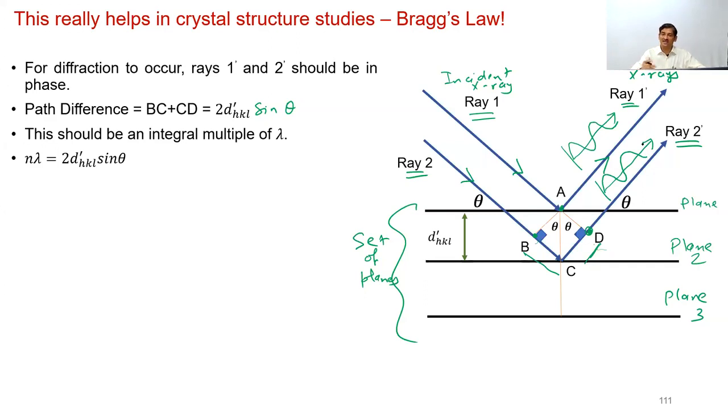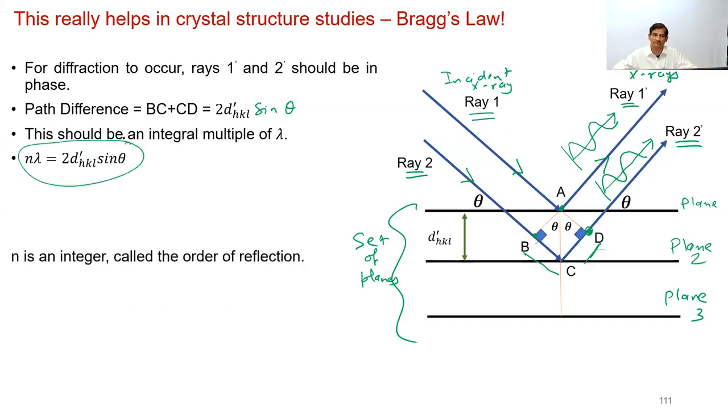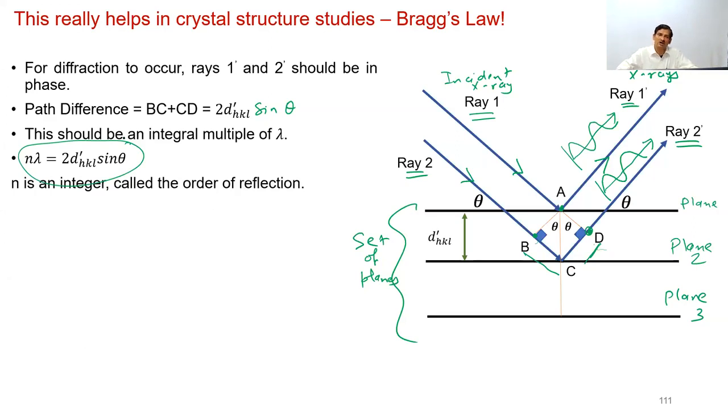If they are mismatched by any amount, these two X-rays won't reinforce each other. In fact, there will be destructive interference. We don't want that if diffraction is to occur. So the path difference BC plus CD should be related to an integral multiple of lambda, so that once again the two rays remain in phase, and only then will we get this diffracted beam. This is what is known as Bragg's law. And n is an integer called the order of reflection. It can be 1, 2, 3, and so on. Now, this actually helps us in finding the interplanar spacings d in a crystal.